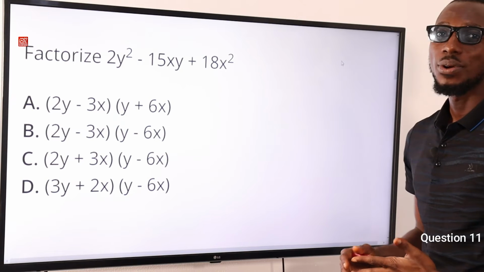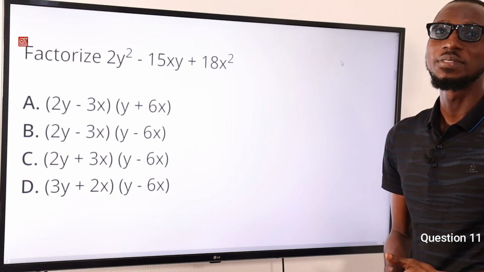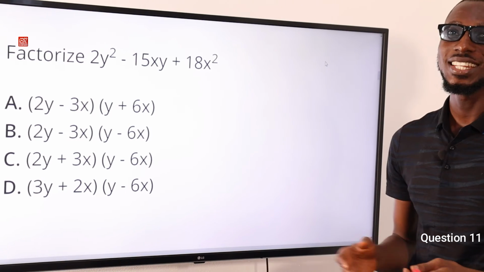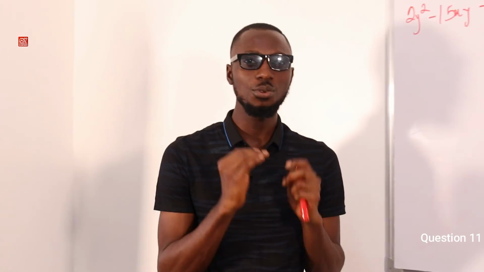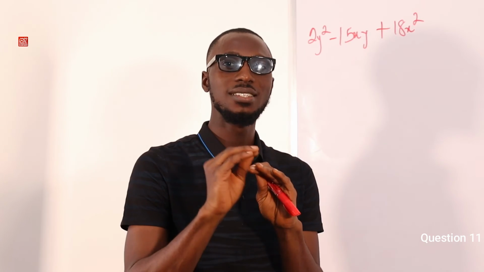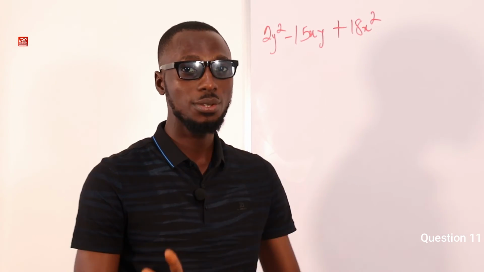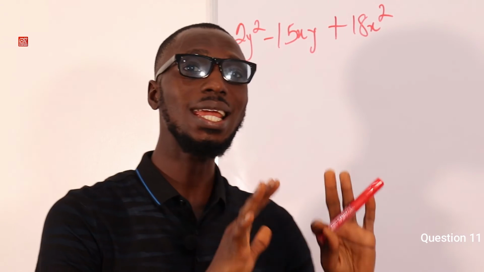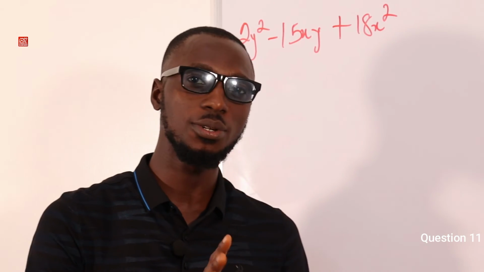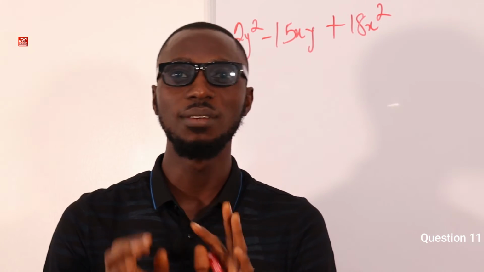11. Factorize 2y squared minus 15xy plus 18x squared. We can use the factorization method or we can use a kind of shortcut. You go through the options provided and do some expansion with the factors that you have. I just want to present the solution to you: instead of using the factorization method, you can actually employ this method.